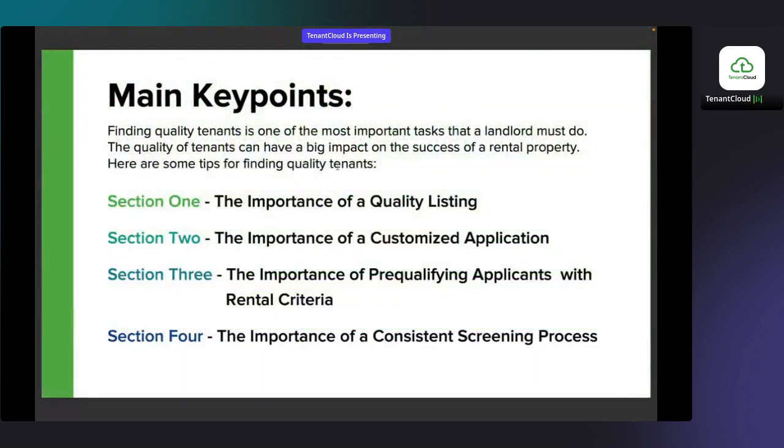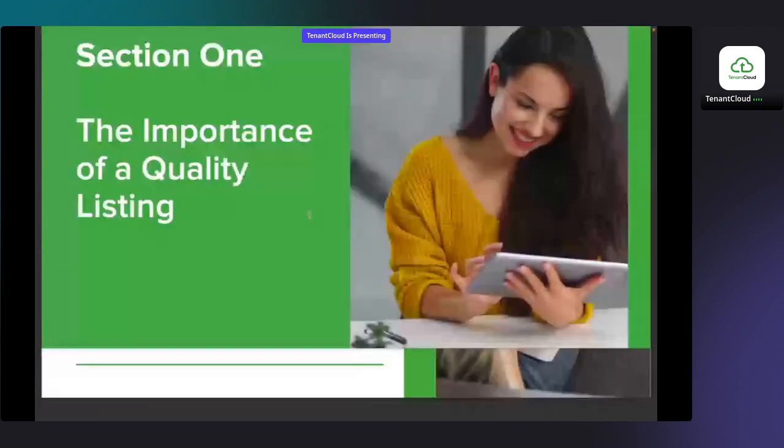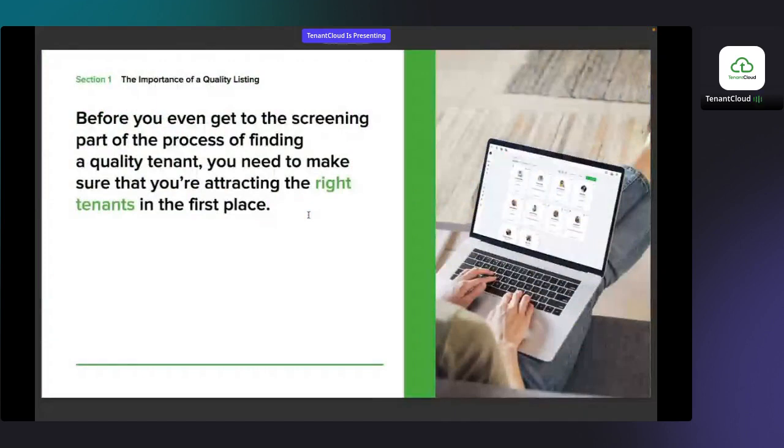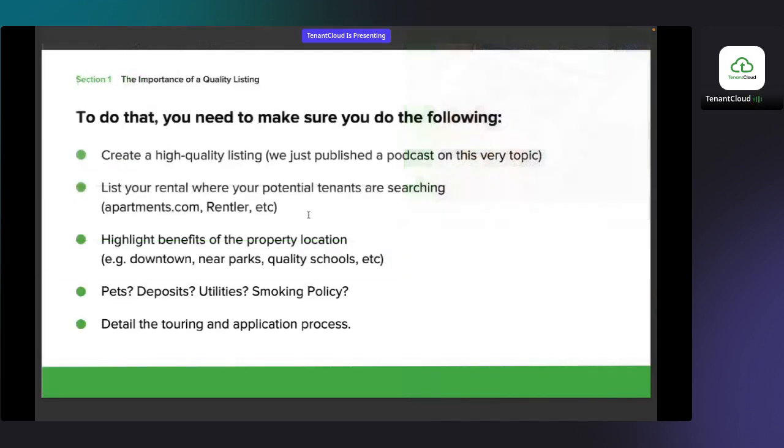We're going to cover the importance of a quality listing, the importance of a customized application, the importance of pre-qualifying applicants with rental criteria, and the importance of a consistent screening process. First section: before you even get to the screening part of the process of finding a quality tenant, you need to make sure that you are attracting the right tenants in the first place. This is a pretty big deal, and we'll jump into why. To do that, you need to make sure you do the following.